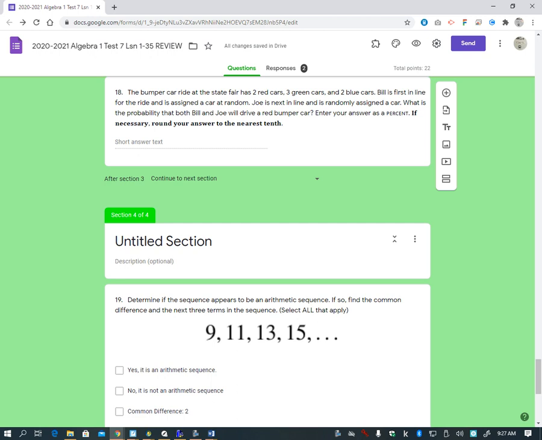38? Okay. All right, the bumper car ride at the state fair has 2 red cars, 3 green cars, 2 blue cars. Bill is first in for the ride and is assigned a car at random. Joe is next in line and randomly assigned a car. What is the probability that both Bill and Joe will drive a red bumper car? Okay, you already know what probability is, right? That's the word that's in here, right?